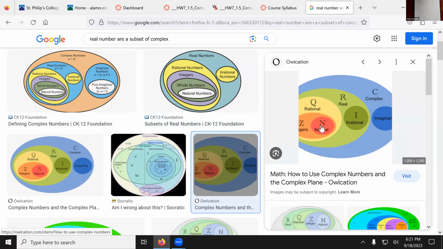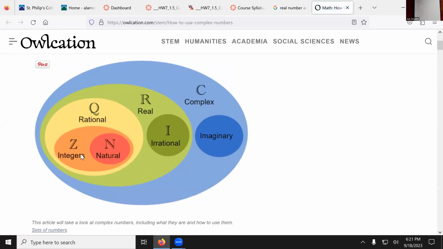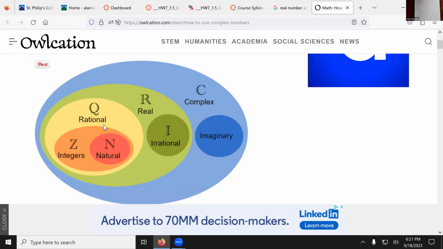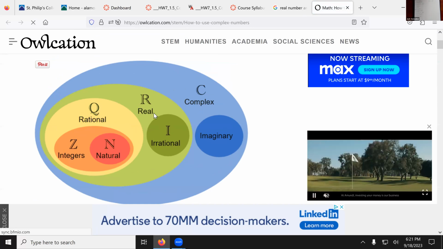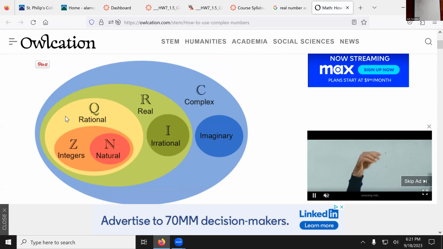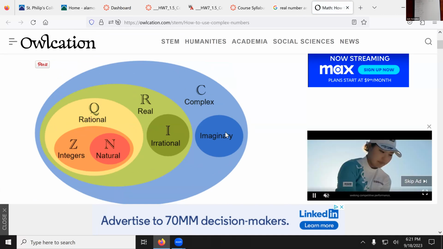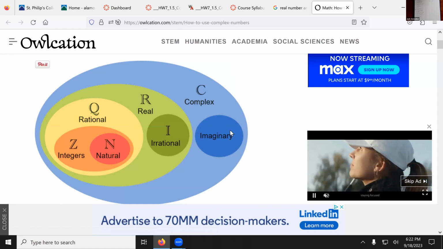Natural numbers are inside the integers. Integers are inside the rational. Irrational are separate. They're different from rational. Rational are all the fractions, and all integers, or positive and negative whole numbers, can be written as fractions. Both of these, though, are inside the real numbers. So every number that we deal with is a real number. Things that are imaginary are over here, but complex combines everything into one giant set.